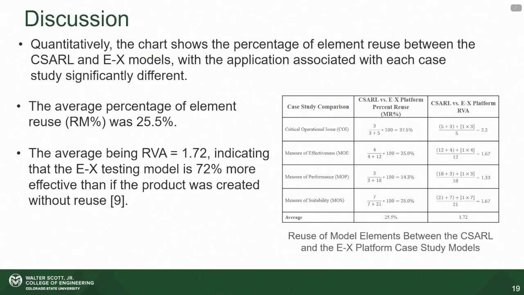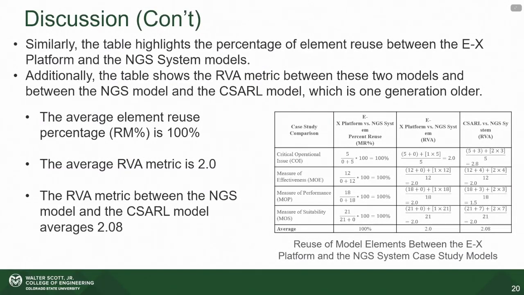Additionally, the RVA for this comparison was calculated at 1.72, meaning that the EX test planning model was 72% more effective as a product than it would have been if it had been created entirely from scratch. Now, similarly, this particular table highlights the percentage of element reuse between the EX platform and the NGS system model.